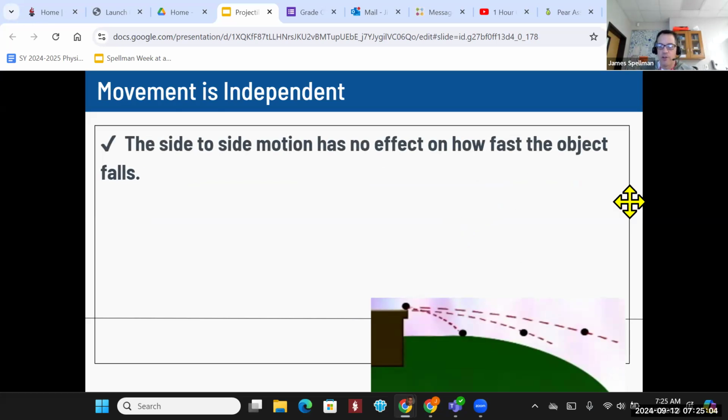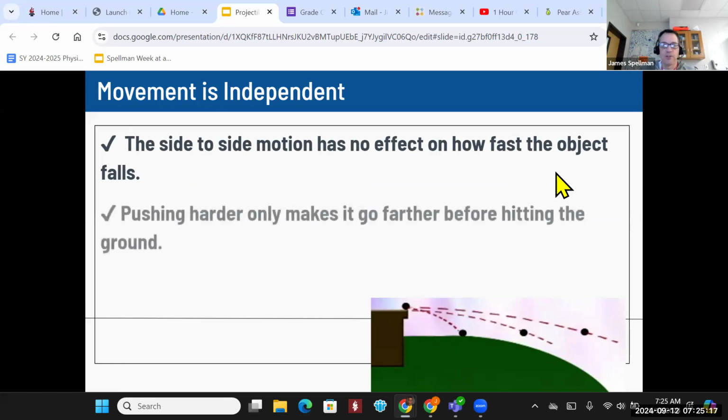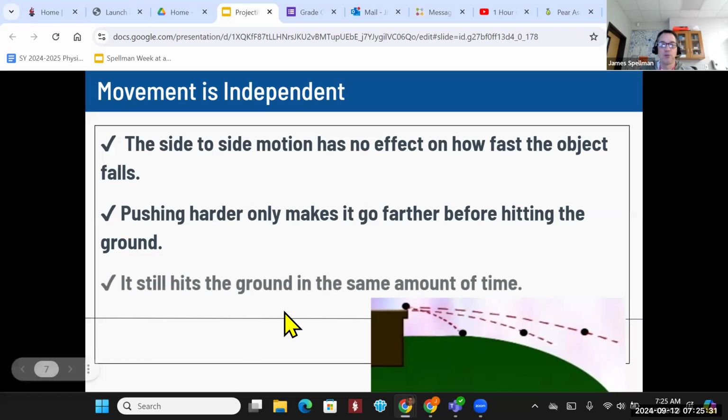So this picture that we've got here, it doesn't matter if you throw it with just a little bit of speed or you throw it with a lot of speed. After the same amount of time, the ball is going to have fallen the same amount. Now, again, if it's going super fast and you consider the Earth's curve, then we've got a different issue there. So the only effect is pushing harder makes it go farther before it hits the ground. That's it. It doesn't make it stay in the air longer. It just makes it go farther because it's going faster and covering more distance before it hits. It still hits the ground in the same amount of time. Huge key fact. We'll see test questions over that.